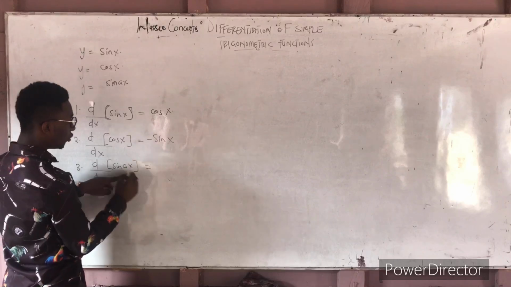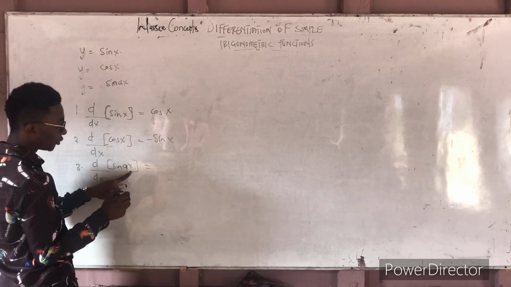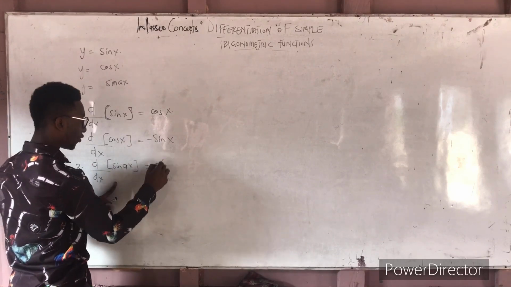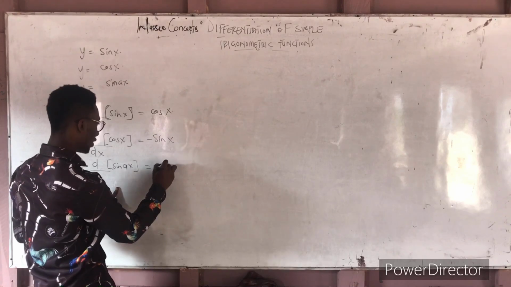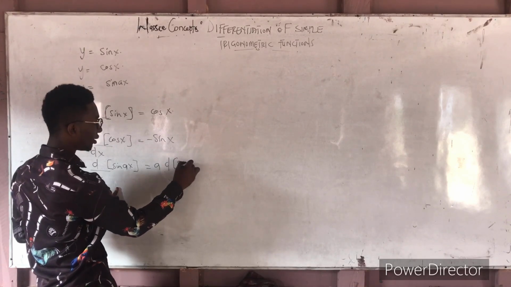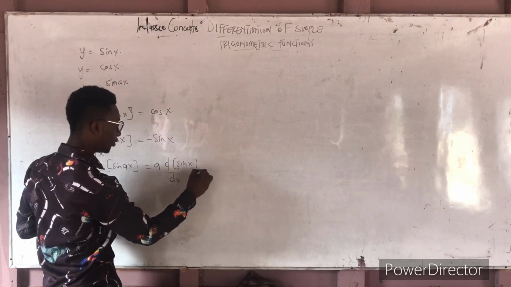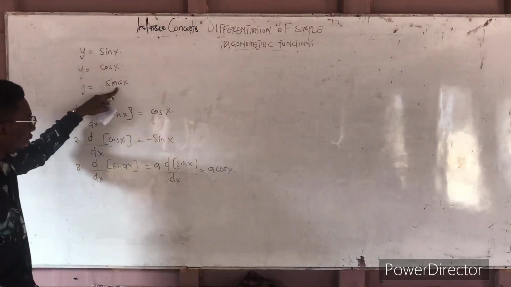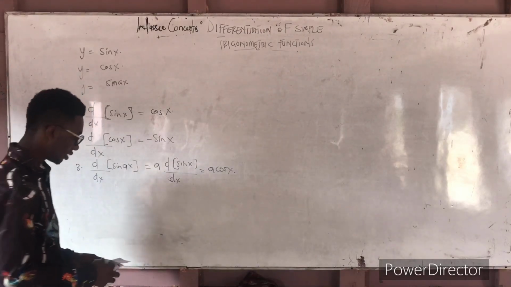And three, when y is equal to sine ax, the derivative of sine ax is simply what? You put the a out, you differentiate the x over here, which is the a here, and you multiply it by the sine. So the a now becomes multiplied by the derivative of the sine of x, which is equal to a cos x. So anytime you have y is equal to sine ax and you want to find the derivative, you get a cos x.